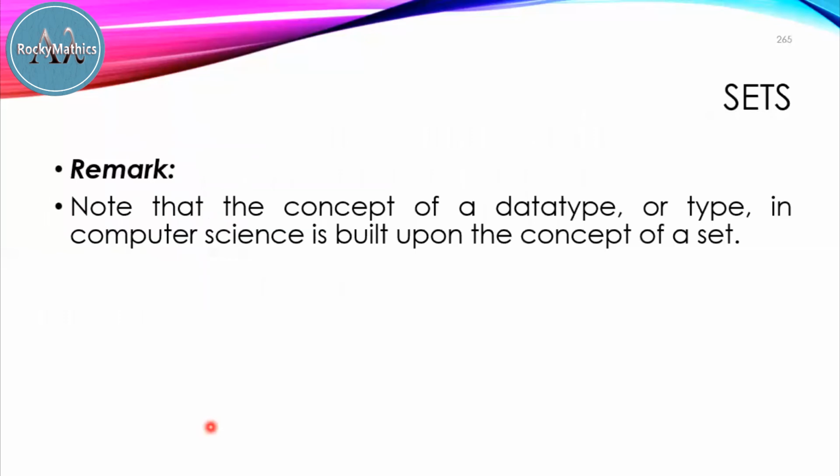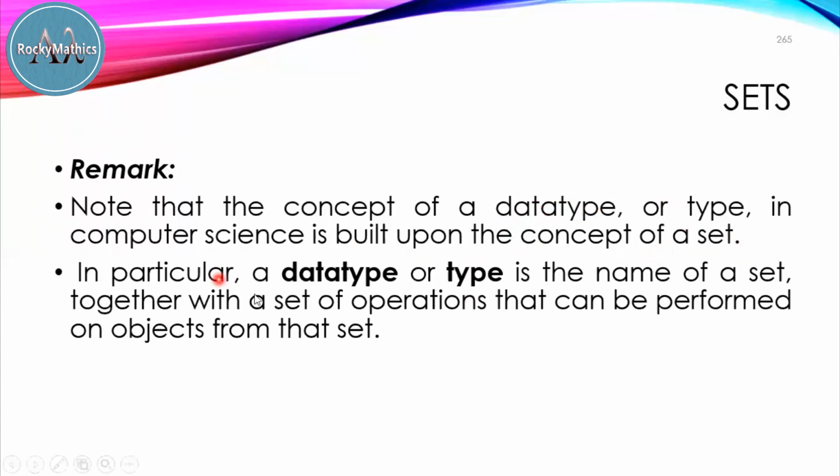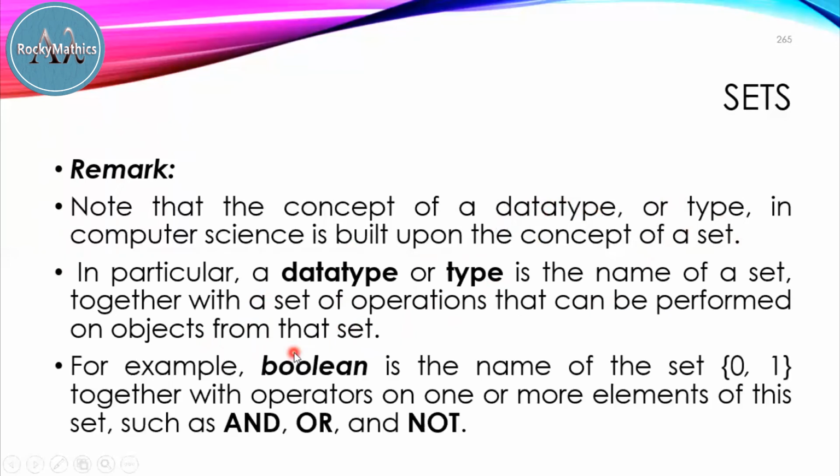Now we have remarked, note that the concept of a data type, especially for computer science students, because computer science students are the students who will take up discrete mathematics, note that the concept of the data type or type in computer science is built upon the concept of a set. That's why we include the concept of sets, because this can be used when you go to your programming stuff. Now, in particular, a data type or type is the name of a set together with a set of operations that can be performed on objects from that set. An example of that is Boolean.